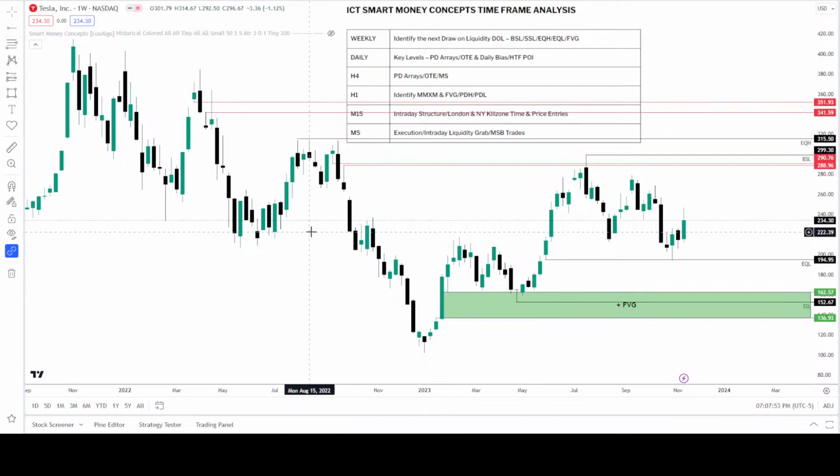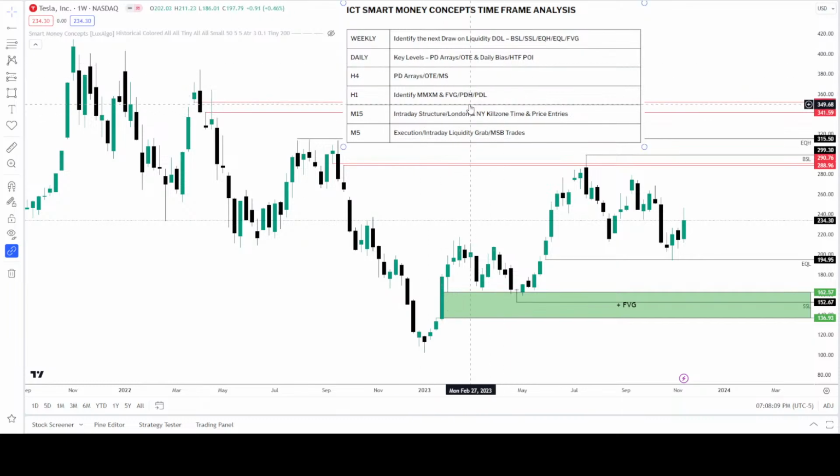So we got our fair value gaps on the weekly time frame. We got our bullish and bearish fair value gaps there, and we have our buy side, sell side, equal high, equal low, and our fair value gaps. So the next thing we're going to do is we're going to move into the daily time frame chart.